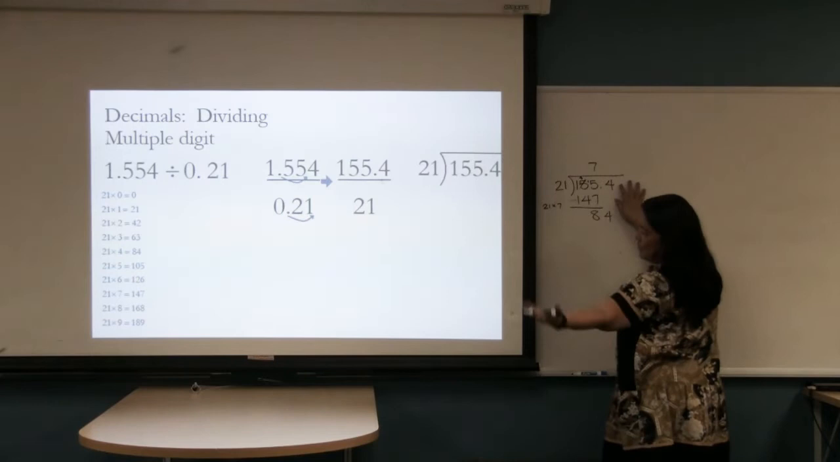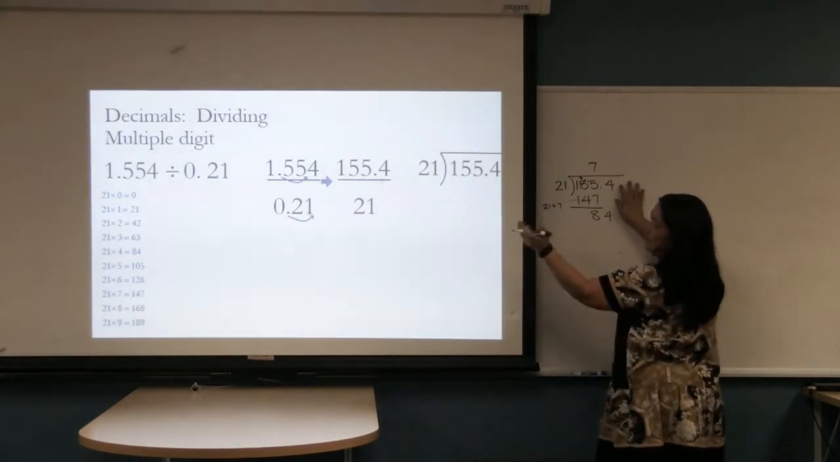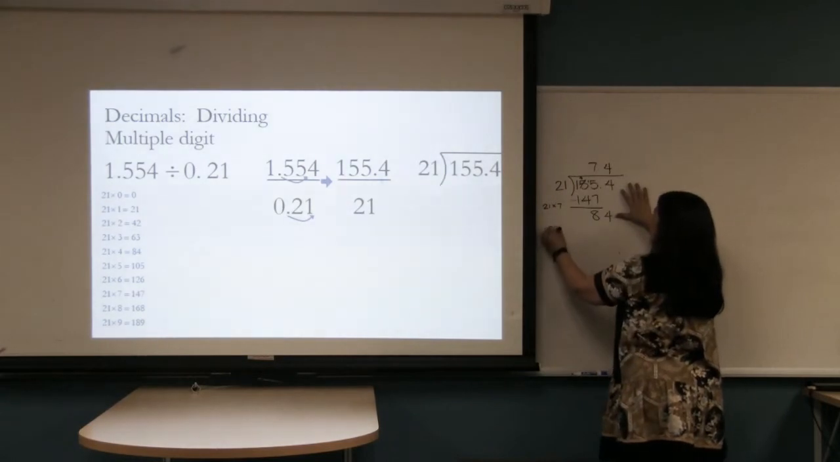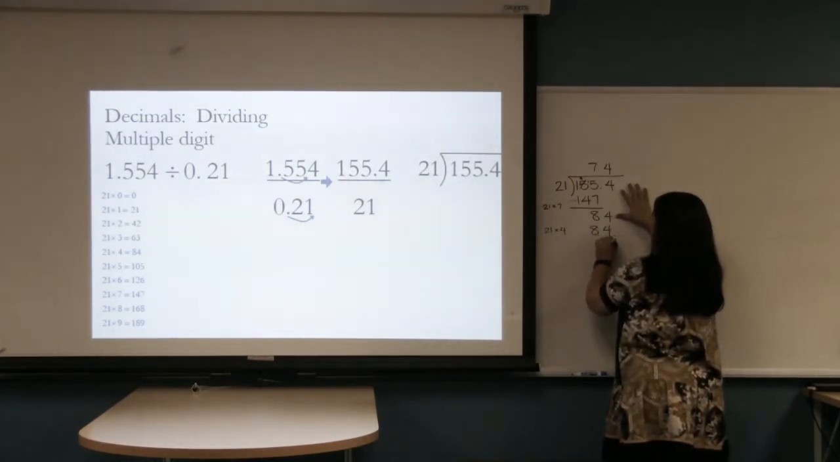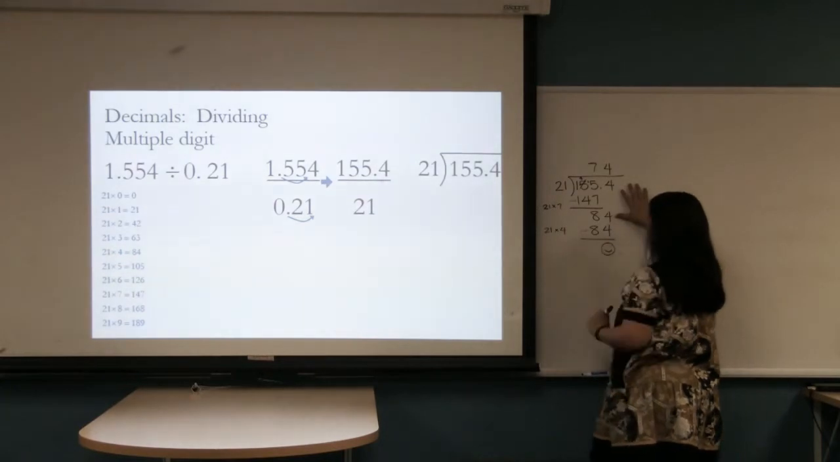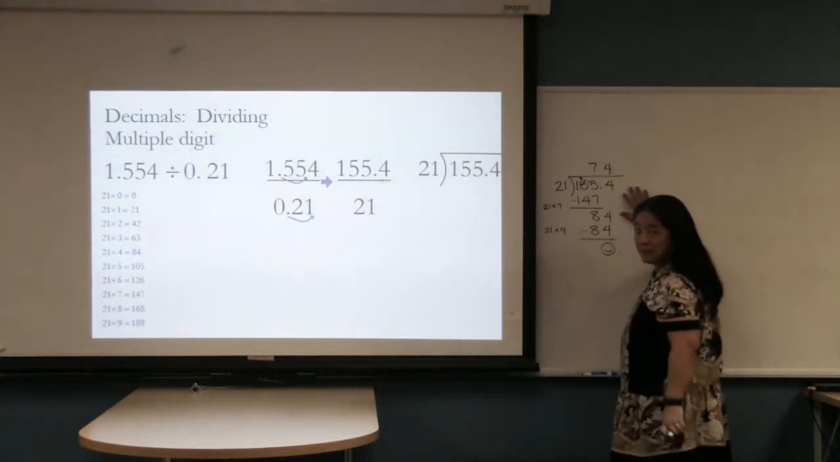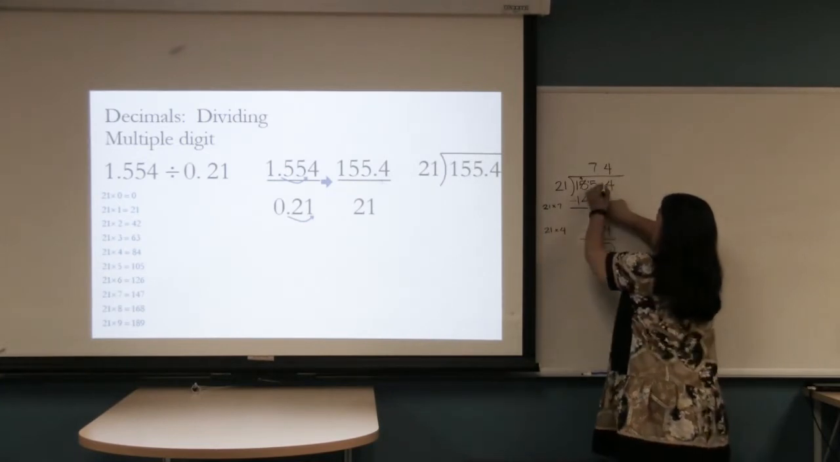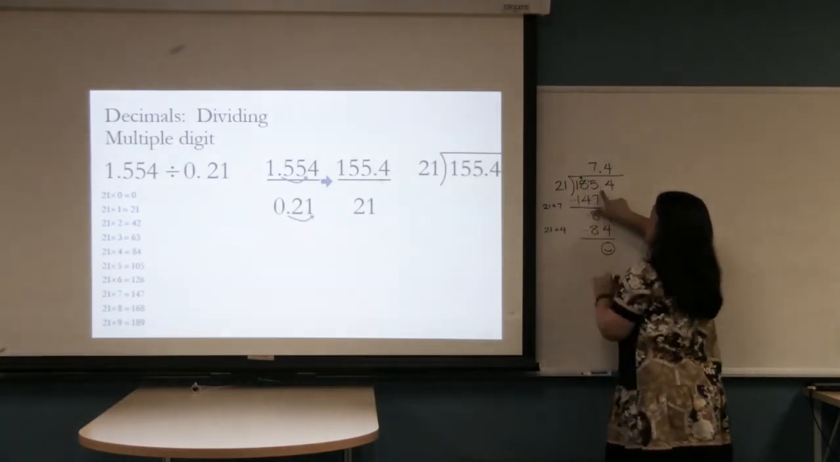21 into 84, close as you can without going over. Hey, it goes exactly. And 21 times 4 is 84. And we subtract. We have a remainder of 0. Did you catch what I forgot to do? This is a decimal problem. There's a decimal here, and it has to come straight up into our answer.